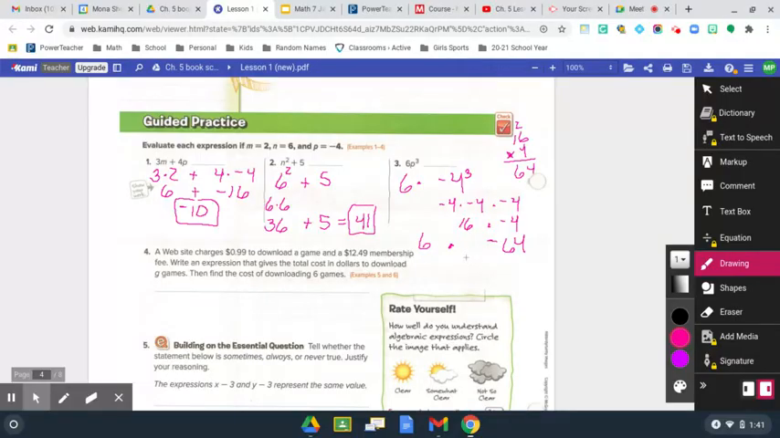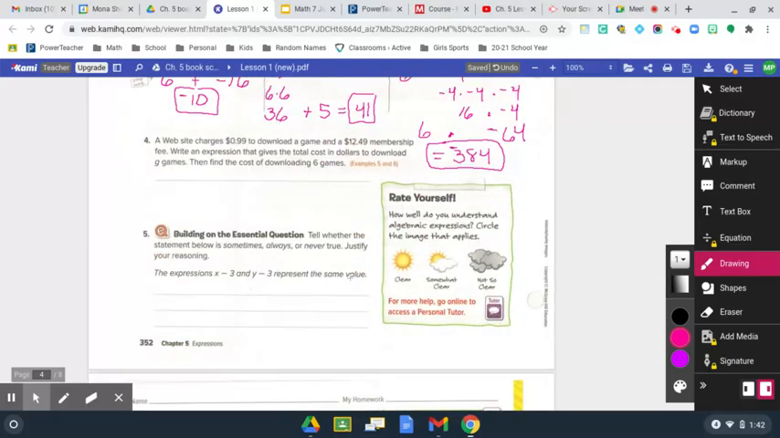So 6 times negative 64, if I were to take and multiply those two together, I'm going to get 384. Now, one of those is negative. When you multiply two values together and one is negative, your answer is negative 384.